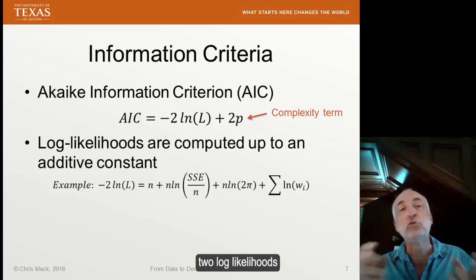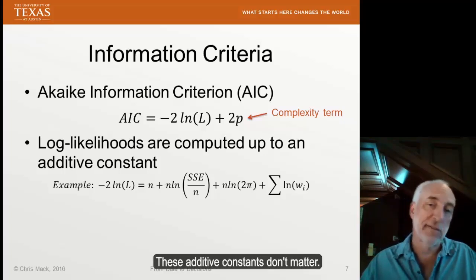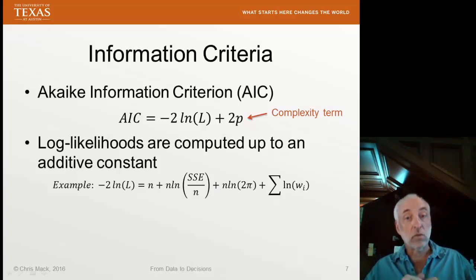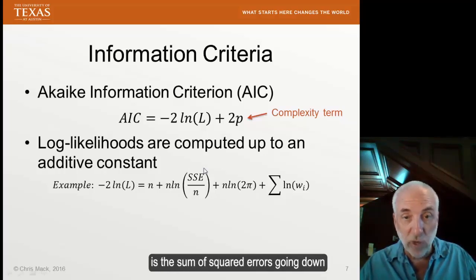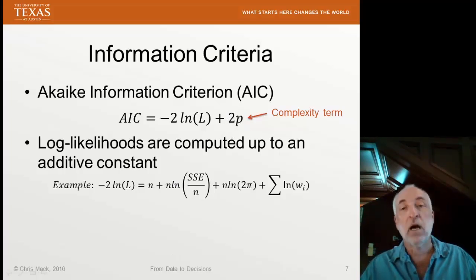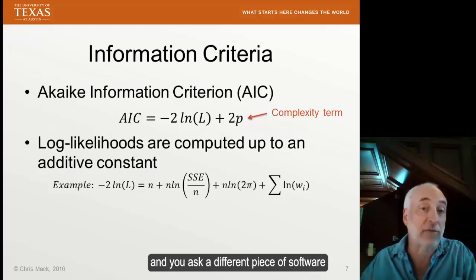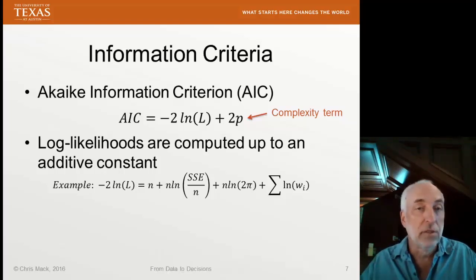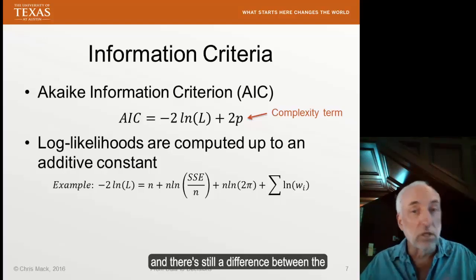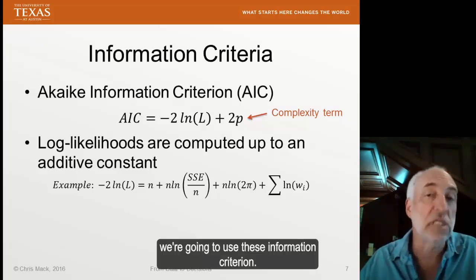But when I compare two log likelihoods to each other, when I compare two AICs to each other, these additive constants don't matter. The fact that I add n or I add n times log of 2 pi, it doesn't make any difference. The thing that's going to matter is the sum of square errors going down compared to 2p going up when I add more parameters. So if you ask one piece of software to calculate the AIC for you, and you ask a different piece of software to calculate the AIC for you, you're likely to get two different numbers. That's okay, because those two different numbers differ by only a constant for a given n. And the difference between the AICs when I compare one model to another model will be the same.